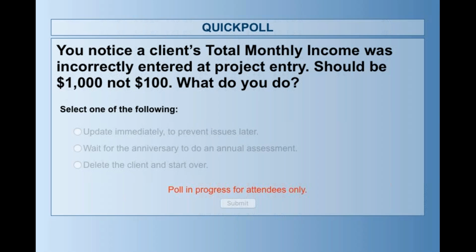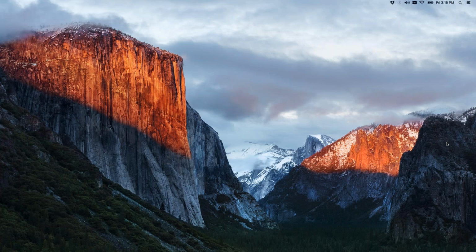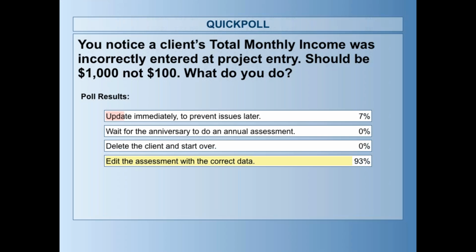What do you do? You update immediately to prevent issues later. Wait for the anniversary to do an annual assessment. Delete the client and start over. Or edit the assessment with the correct data. What is your answer? All right, let's close this now and share the results.